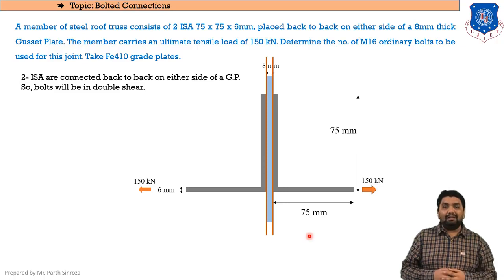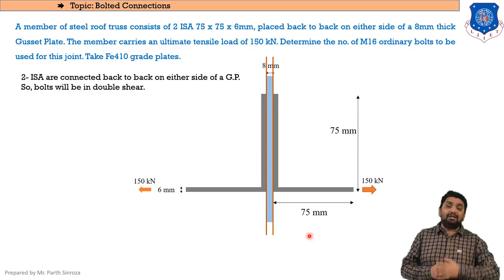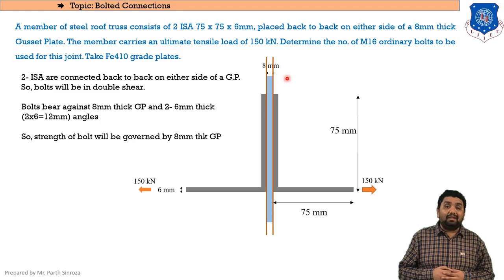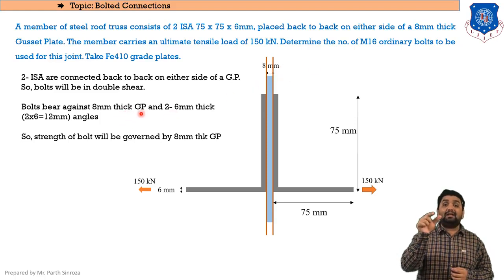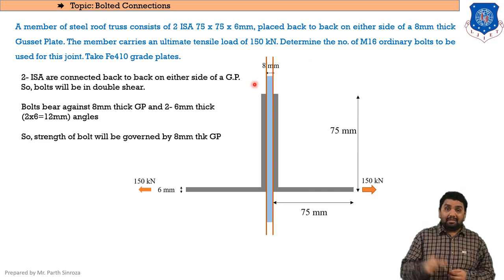So the bolts will be in double shear, and when the bolts are in double shear, as you can see in the figure here, the bolts bear two types of thickness. The first thickness is the gusset plate thickness, that is 8 mm, which is in the center portion, and on either side there are two plates of 6 mm thickness.